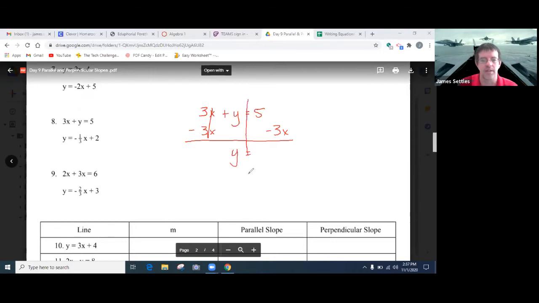I guess I could have drawn a line right there. We never, ever, ever combine these because this has an x and that doesn't. So this is negative 3x, and then positive 5, so plus 5. All right, y is by itself. So now this is my slope of negative 3, and this is my slope of 1/3.